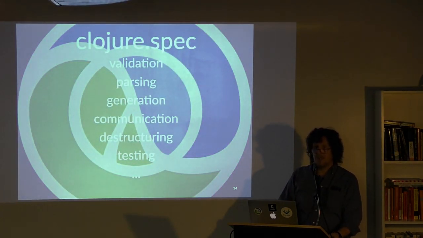So the point of spec is you apply some effort to specify things. You get a ton of leverage: validation, parsing, data generation, communication, destructuring, testing, et cetera. And I think it validates the Clojure model of programming against data because you see this kind of leverage, this kind of reuse. And I think as Clojure programmers, you see this all the time. But I think this makes it clear why you use a dynamic language like Clojure. So thank you.